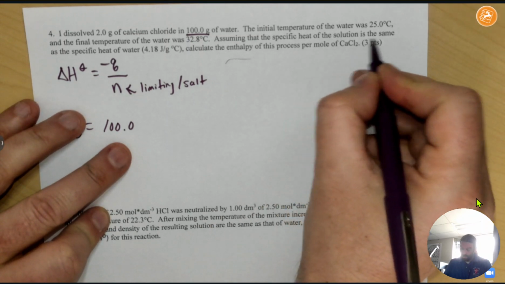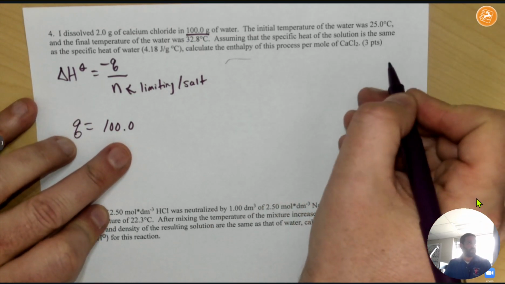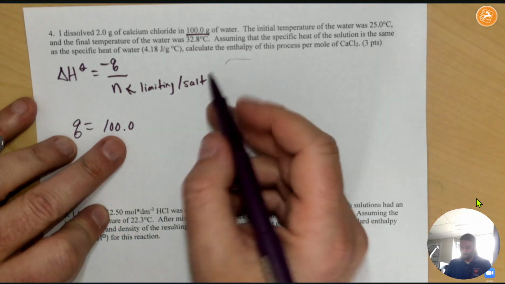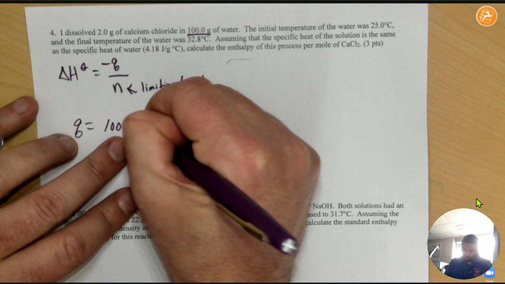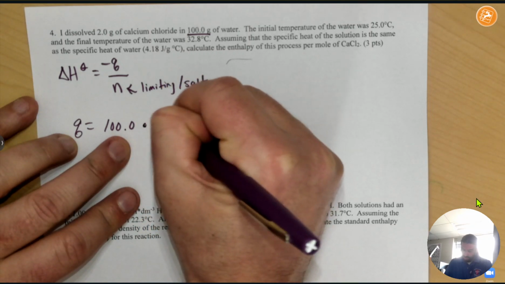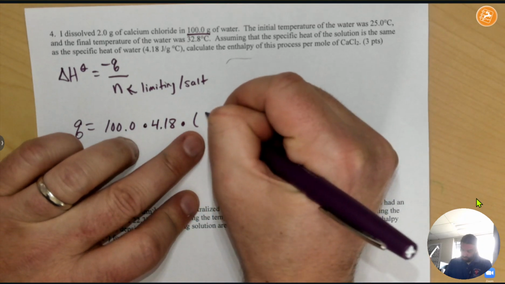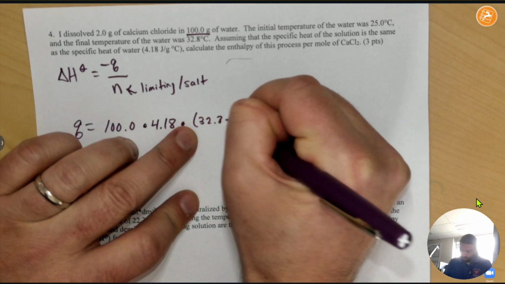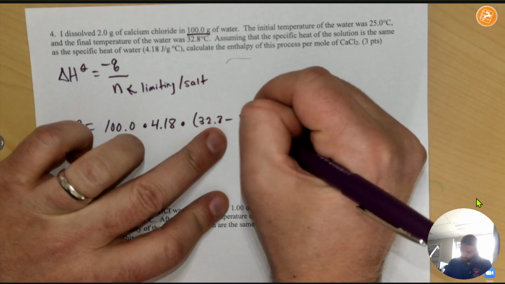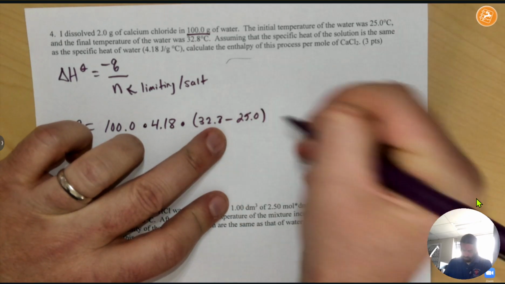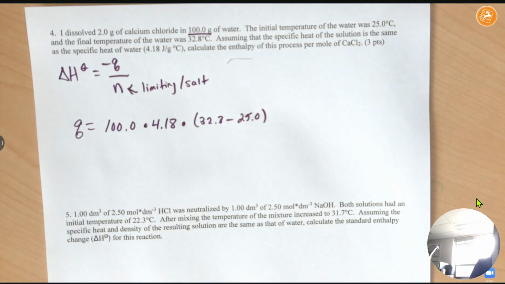Now, we're not asked for a particular unit, so we could do joules per mole or kilojoules per mole. I'll just keep it at grams and do joules per mole, and then we'll convert at the end. All right, so mass of water times the specific heat of water, which is 4.18, times the temperature change, which was final temperature 32.8, minus initial temperature, which was at 25.0.